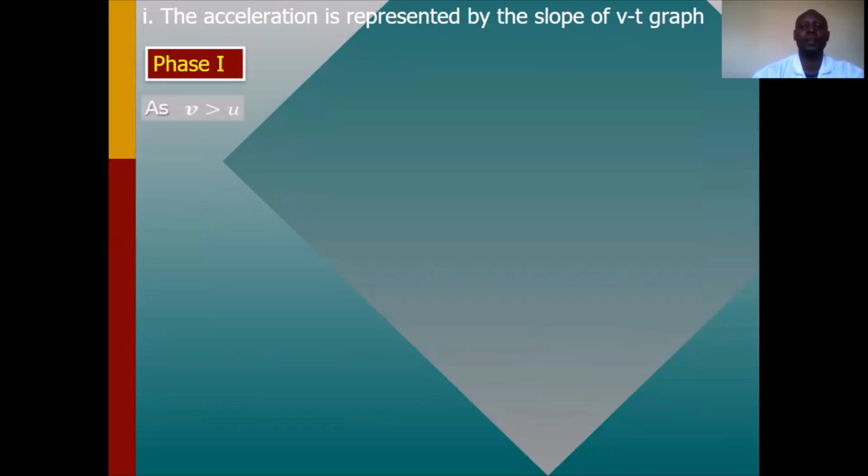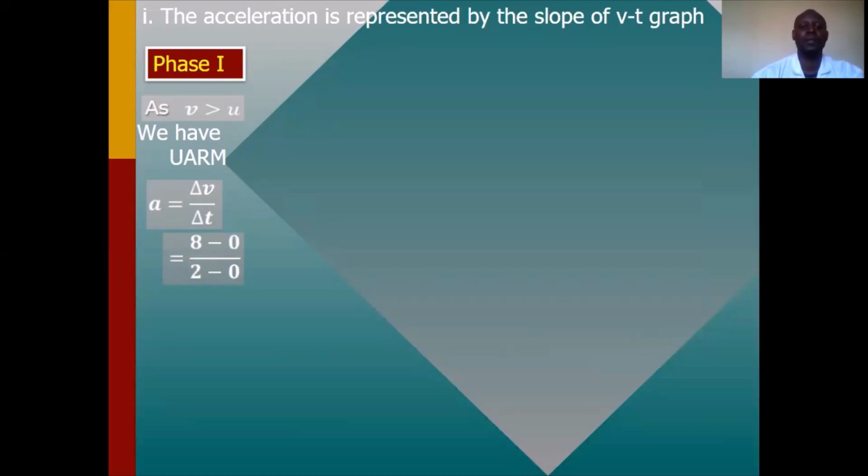For phase 1, the final speed is greater than the initial speed, so we will have uniformly accelerated rectilinear motion. For the acceleration, we are going to calculate the slope. The slope is the vertical change divided by the horizontal change. The vertical change is the change of v divided by the change of t. The final speed is 8, the initial speed is 0.